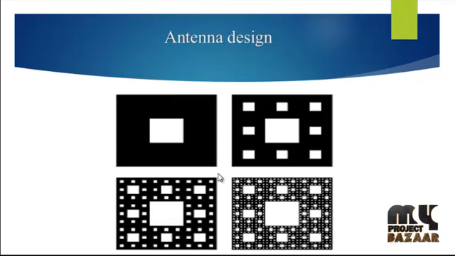This is the antenna design model. First this is the first iteration, then the second iteration, then the third iteration, and this is the fourth iteration. These are the microstrip Sierpinski carpet iterations. It makes it easy to obtain multiple frequencies and increase the bandwidth.